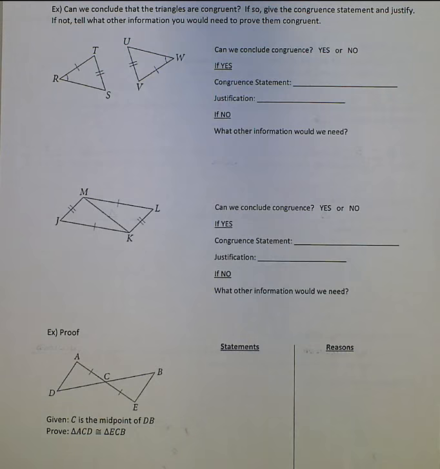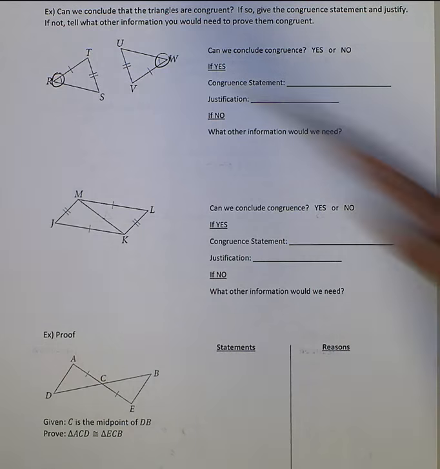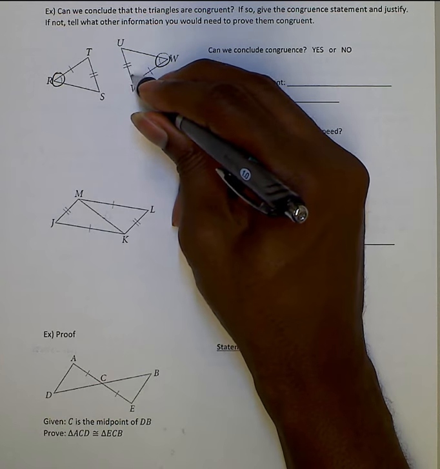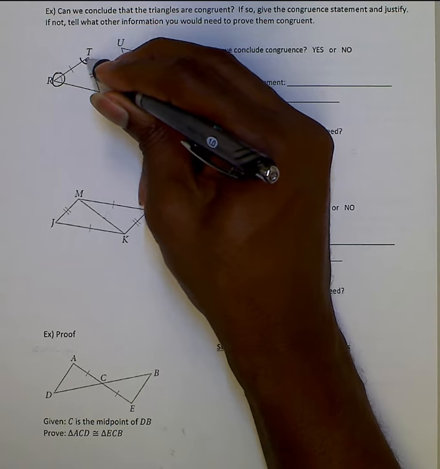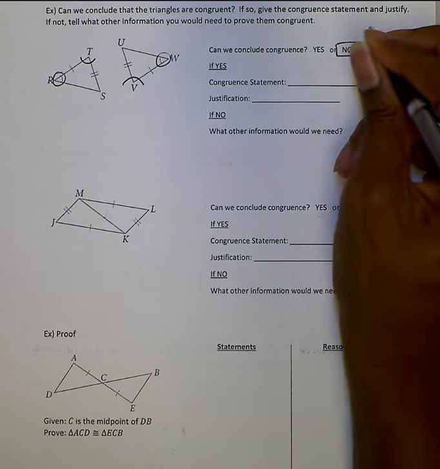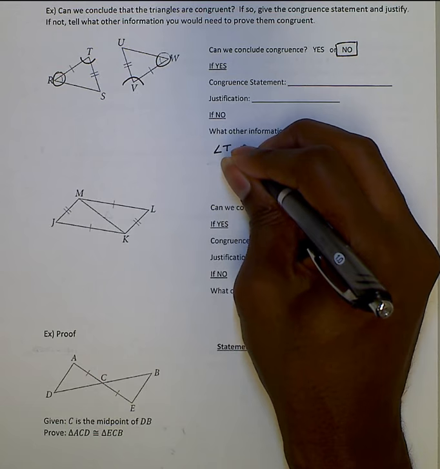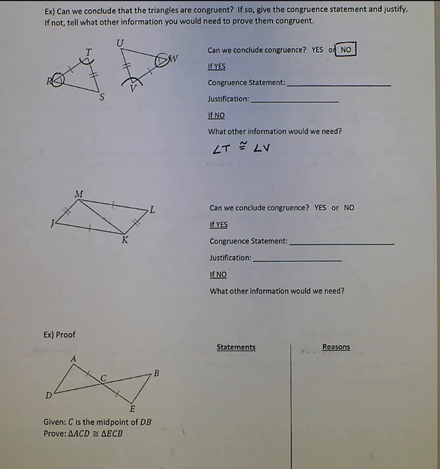No, because for side angle side we need to have an included angle, not just any angle. In both of these we have W and R, but you should see that they are not the angle that's made up of our two marked sides. Our included angles would be V and T. See how those are made up of the sides? So can we say that these are congruent? The answer is no. What other information will we need? We need to know that angle T is congruent to angle V. If we knew that, then we could say these are congruent by side angle side. But we don't.